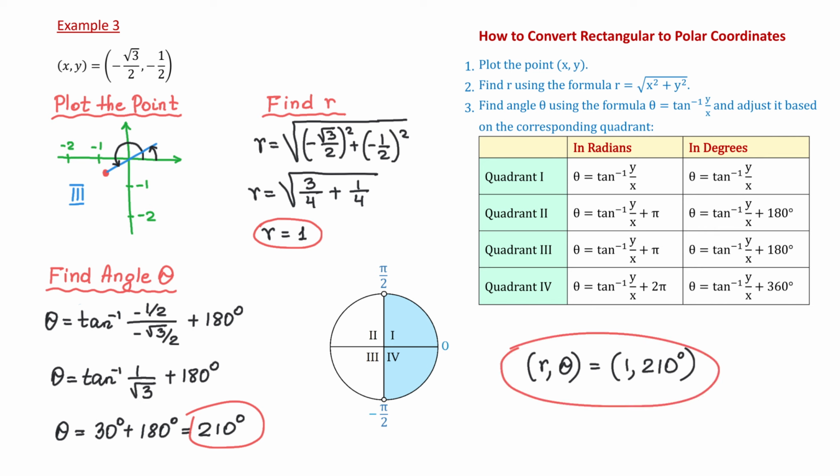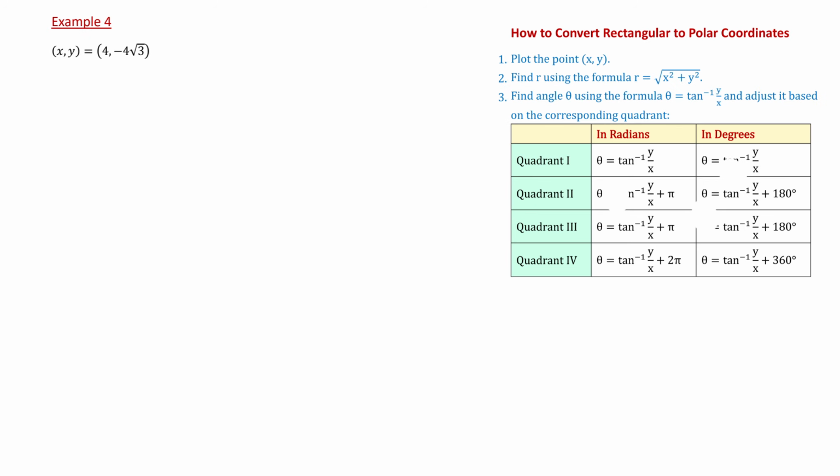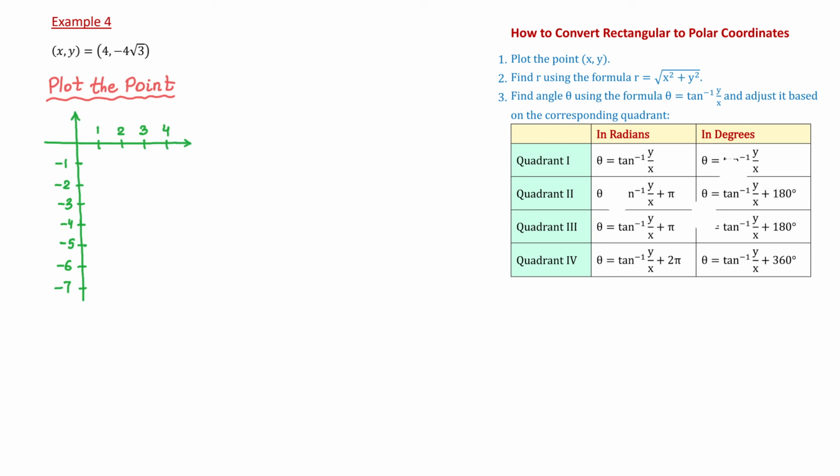And now let's see one more example with the point in quadrant 4. So here we have a point with the coordinates 4 and negative 4 square root of 3. We will start by plotting the point. So here we have the rectangular coordinate system, and we will move 4 units to the right and approximately 6.9 units down. This point is in quadrant 4. Now in the next step, we will find r.